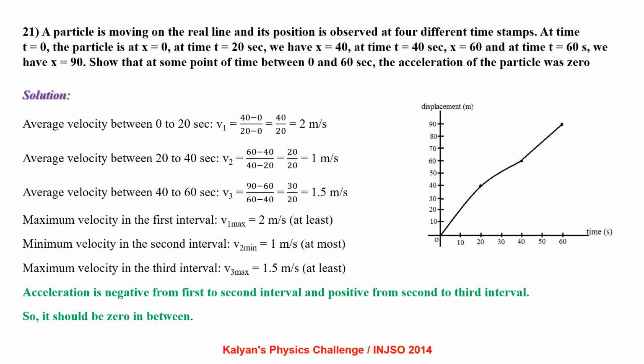Average velocity between 0 to 20 seconds, v1 equals (40 minus 0) by (20 minus 0), that is 2 meter per second. Average velocity between 20 to 40 seconds is 1 meter per second. Average velocity between 40 to 60 seconds is 1.5 meter per second. Maximum velocity in the first interval is v1 max equals 2 meter per second. Minimum velocity in the second interval is 1 meter per second. Maximum velocity in the third interval is 1.5 meter per second. Acceleration is negative from first to second interval and positive from second to third interval. So it should be 0 in between.